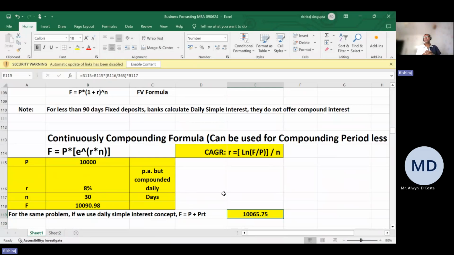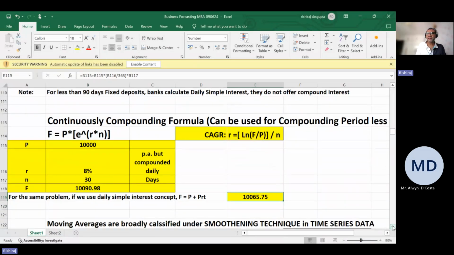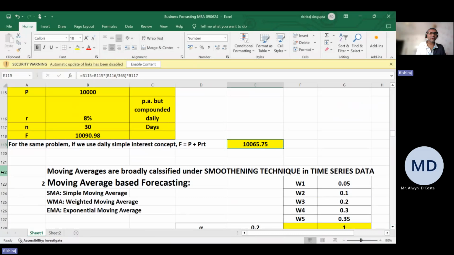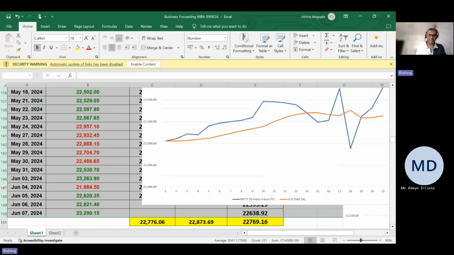So we have learnt about CAGR, we have learnt about SAGR, we have also learnt about the compounding formula for more than 90 days in the compounding period and the compounding formula for less than 90 days compounding period. That is called the continuously compounding formula. So we'll move on. We'll talk about linear and nonlinear interpolation and a simple understanding of percentage change and how to describe percentage change. We'll talk about the moving average method from the next class.